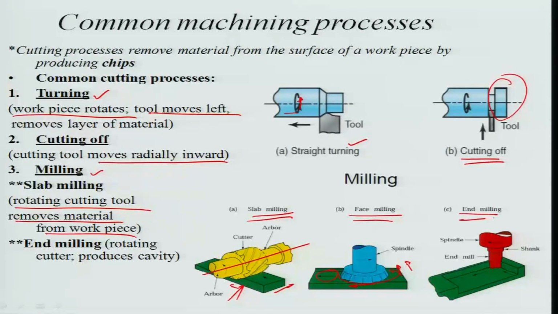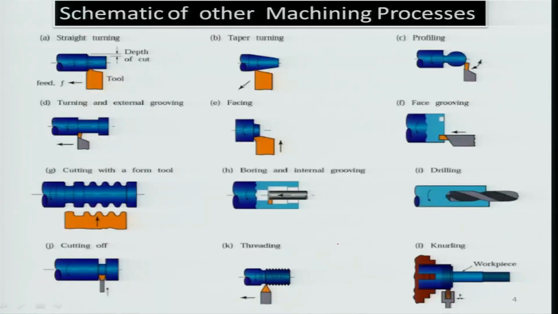Then you have end milling operations, where you can actually have a rotating cutter, and it produces a cavity, as you can see here. So these are different variants of the milling process. Some other common machining processes, particularly for turning, you can have a lot of different operations.